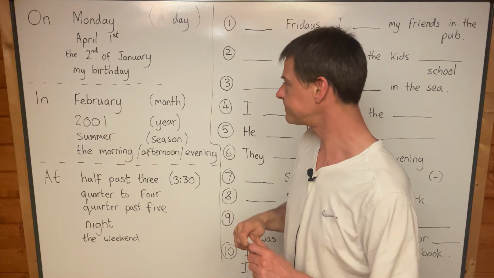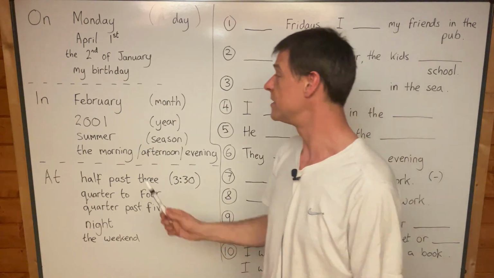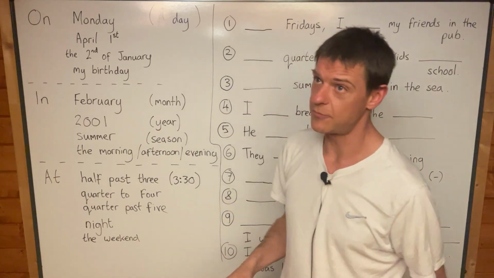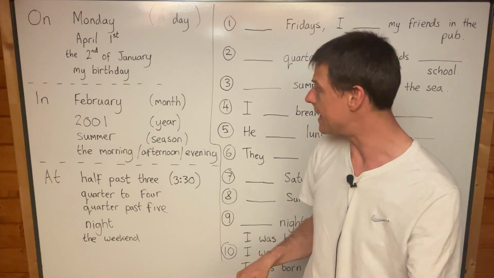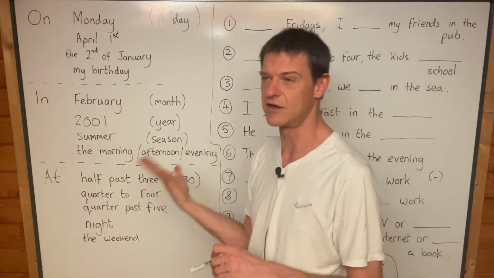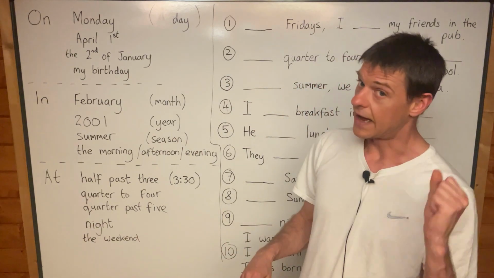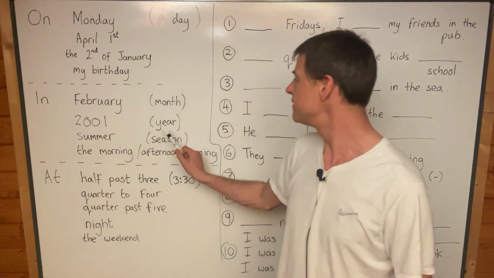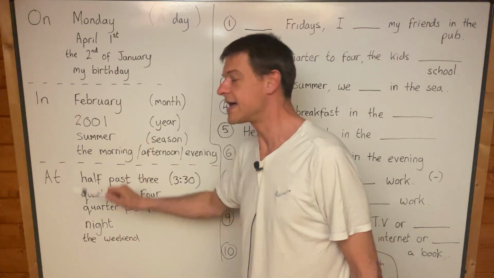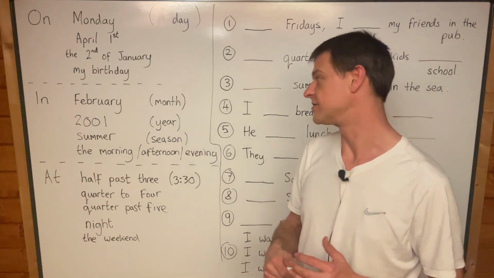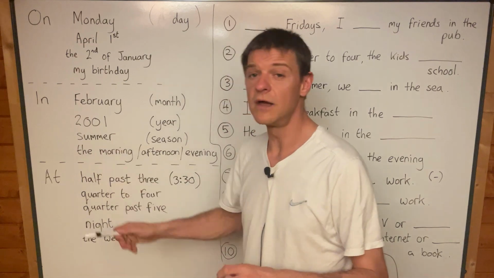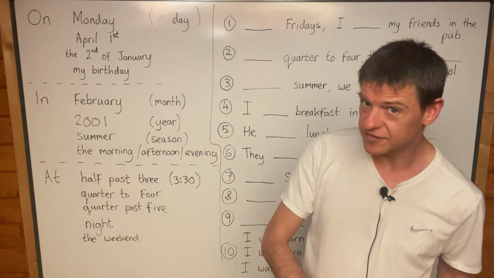They are one day. Okay, but we say in with months. In January, in February, in March, in April, in May, in June, in July, in August, in September, in October, in November, in December. And we say in with years. In 2001, in 2002, in 2003. So maybe in 2001, I finished university.